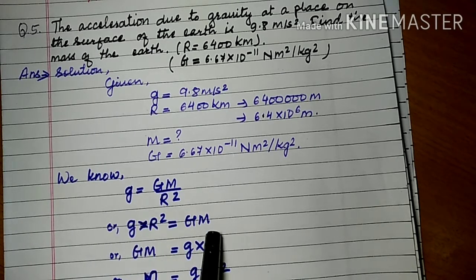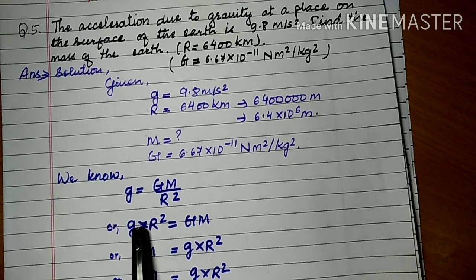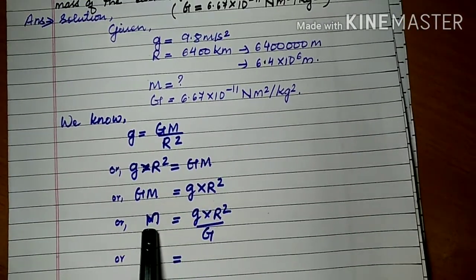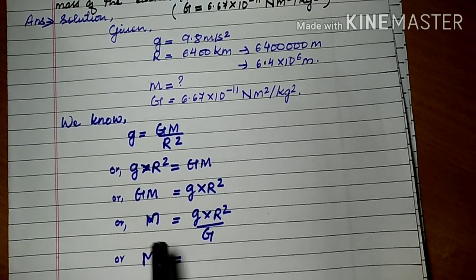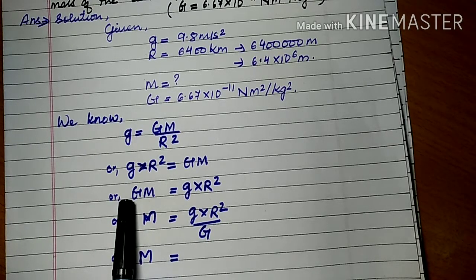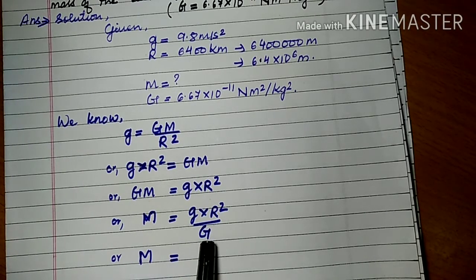G into r square, GM is over here. Then you change the sides. GM comes this side and g into r square goes that side, towards right. So here you have to make capital M alone, the mass of the earth alone, because you are going to calculate this on the left hand side. Now this G is being multiplied over here. When you take this across the equal sign, then it goes to the denominator. This is division. Here is multiplication, here it is division. So M equals g into r square divided by G.